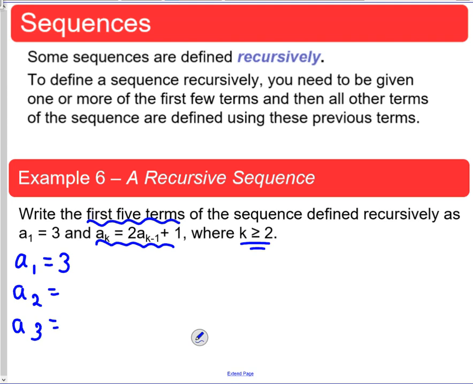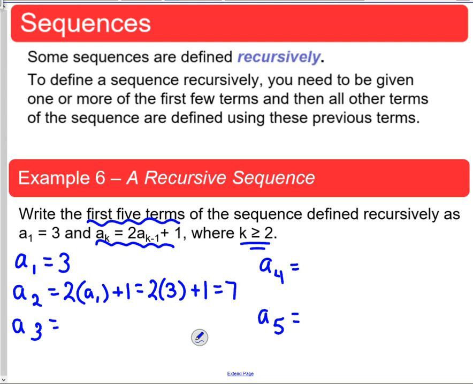We'll move the fourth and the fifth over here. See if we can conquer this problem. So to find the second term, I'm going to take 2 times the term that comes before it, which would be the first term. I'm then going to add on 1. Okay, so the first term was equal to 3, so we're going to take 2 times 3 plus 1, and we get the second term to be 7.